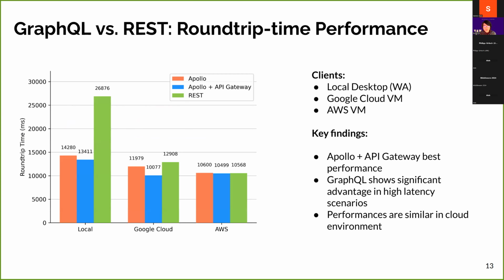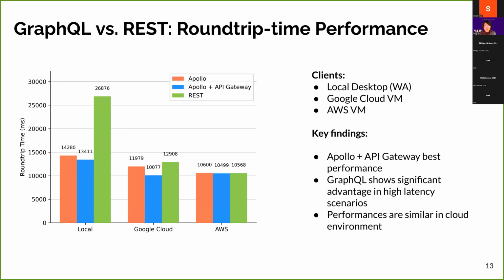For the first thing, we are looking into the round trip performance between different clients and the Apollo and the REST server. We have the local desktop client in Washington state, the intercloud Google VM, and the intracloud AWS VM. As it turned out, when using Apollo accompanied with API gateway, we were consistently getting the best performance, most likely thanks to API gateway's ability to better distribute the request burden.